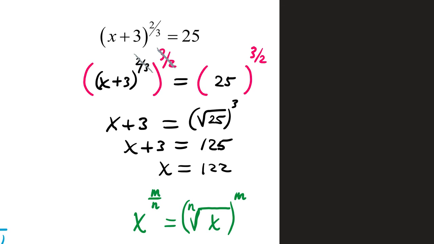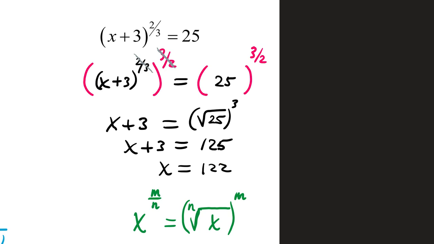What I did, just to have a direct shot at it, was I took the reciprocal of 2/3, which is 3/2, and I raised both sides of the equation to the 3/2 power. 2/3 times 3/2 makes a 1, so that cleans up and it leaves the x plus 3 without any written exponents. The right side, this is the square root of 25 cubed. Square root of 25 is 5. 3 5s have a product of 125. Solving for x, subtract 3 on both sides and you get 122.